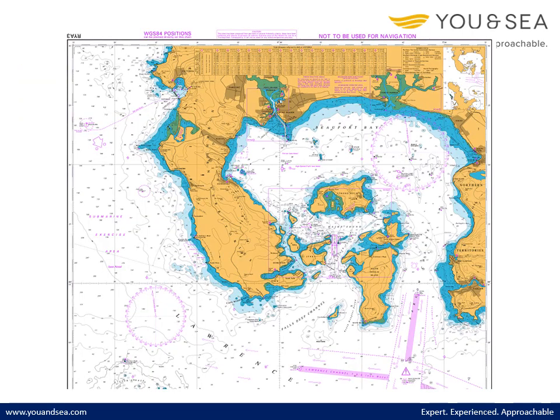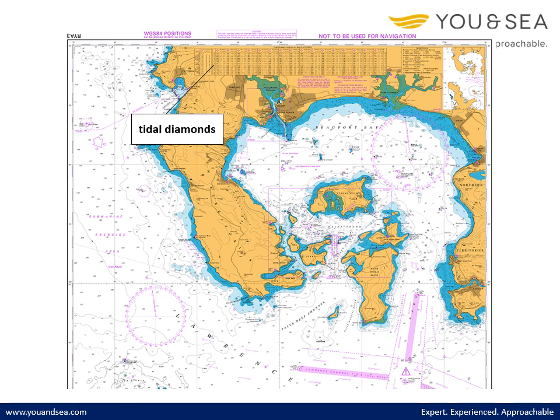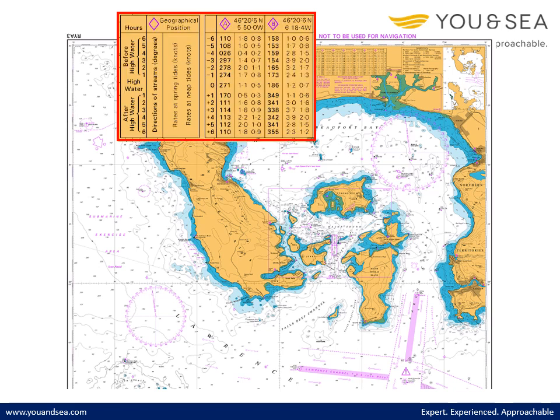So some of the first bits of information we can look at: every single chart has a catalogue number or a chart number. In this case, it's located in the top left-hand corner, and it's RYA 3. This is one of the RYA training charts. Across the top, we have all the tidal diamond information. In one of our other videos, we look at what this information is and how to use it.